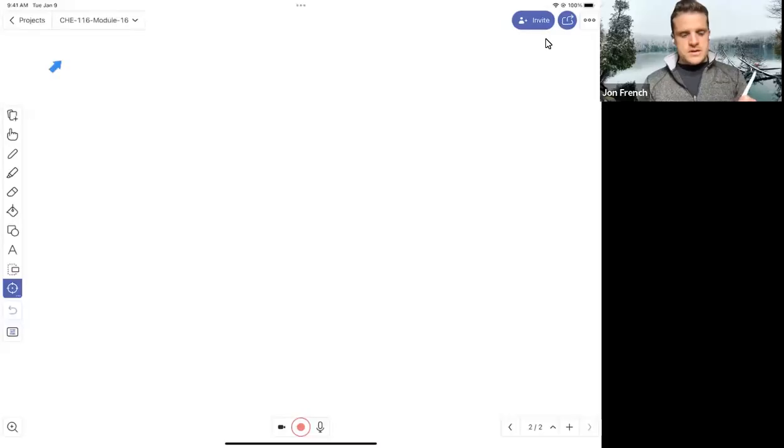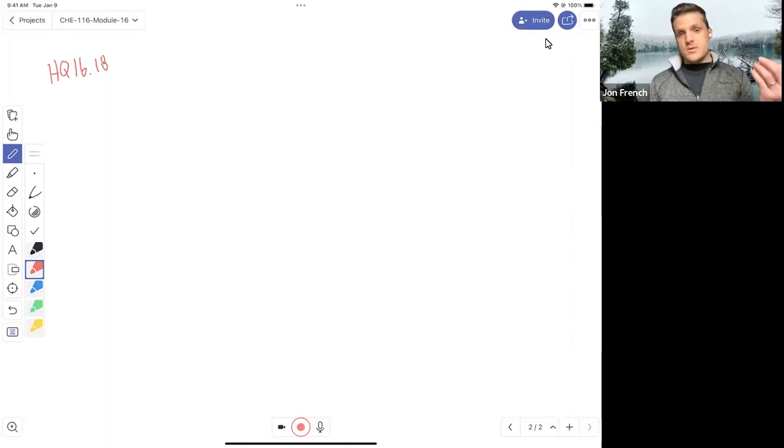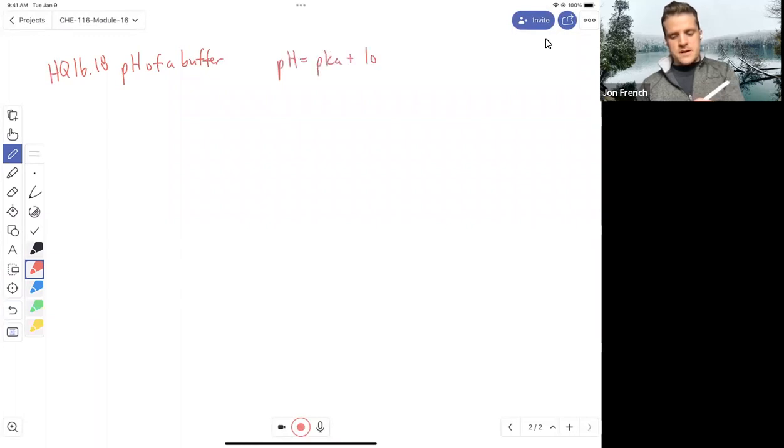So for question 16.18, we're asked again for the pH of a buffer. So again, we're going to need the Henderson-Hasselbalch equation. And the Henderson-Hasselbalch equation, right? pH equals the pKa plus the log of the concentration of my base over the concentration of my acid.